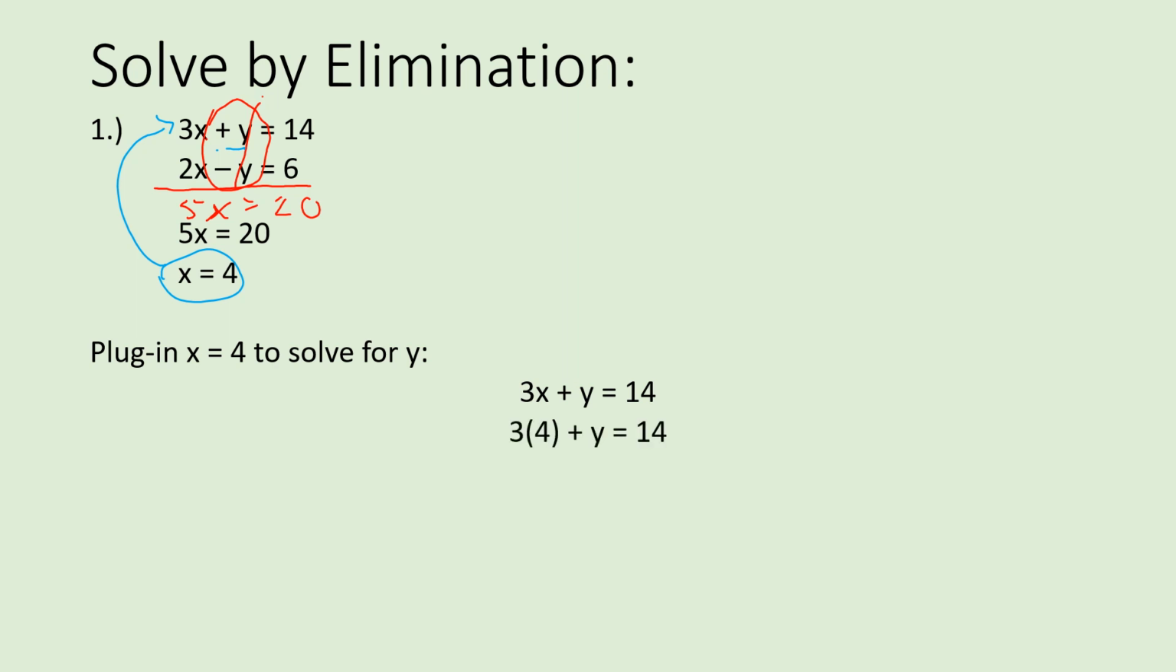All right, so we have 3 times 4 plus y equals 14. Subtract 12 here. y equals 2. Okay, write it as a coordinate point.